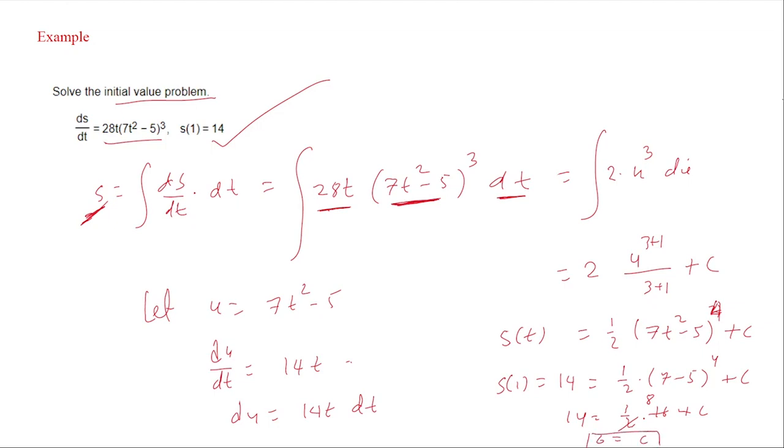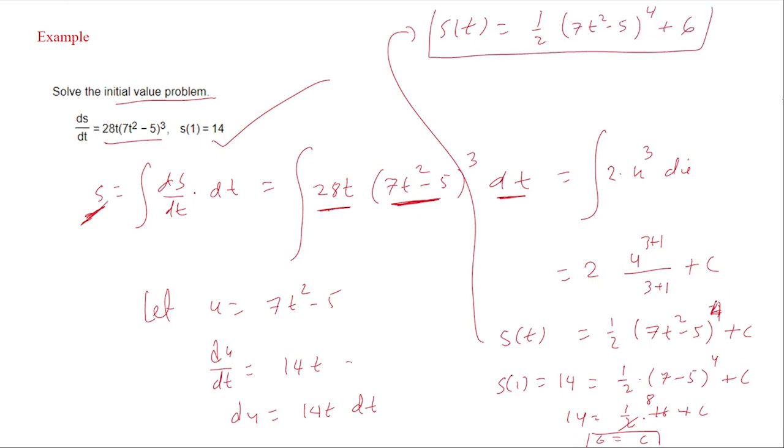So eventually, what is the answer? I'm going to go back here. The answer, s of t, is everything, copy everything and just plug in the value of c, which is 6. Half times 7 t square minus 5 to the power 4 plus 6. So that is our answer.